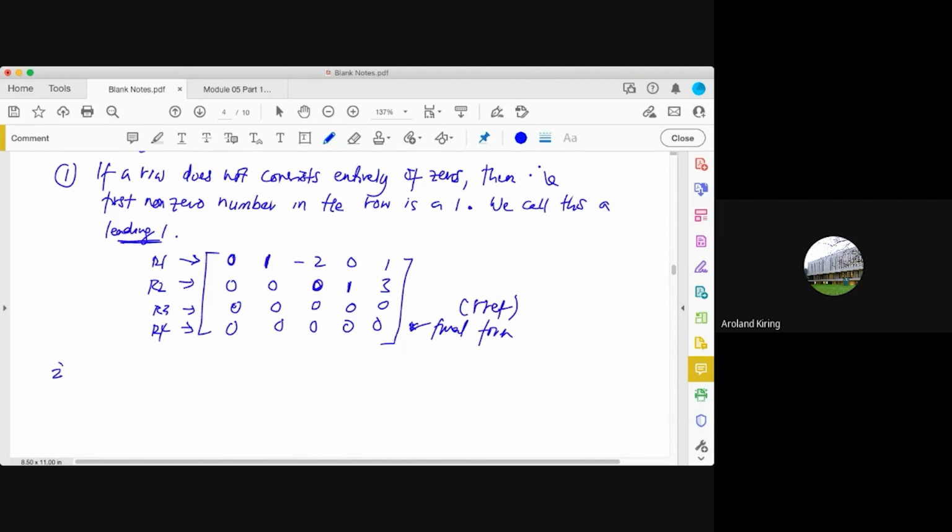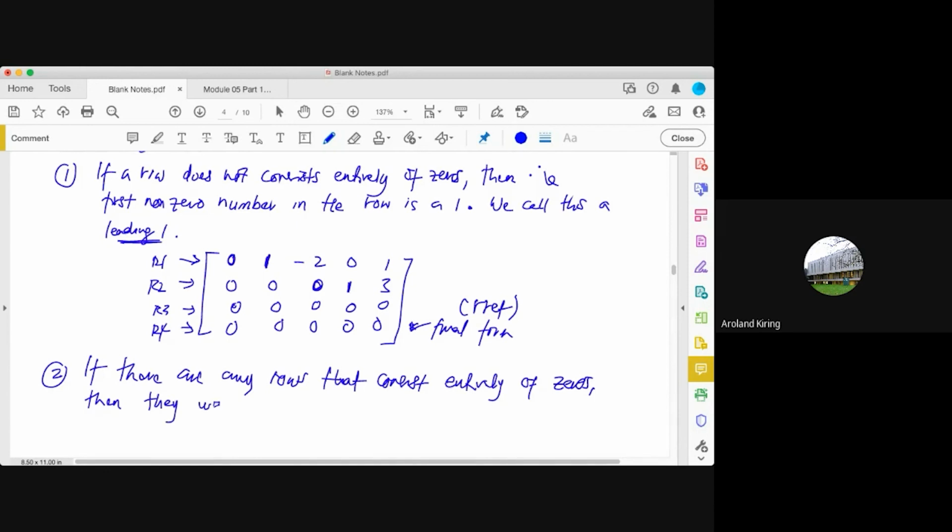So the second, we call it a property. If there are any rows that consist entirely of zeros, then they are grouped together at the bottom of the matrix. Okay, so what this means, if you look at row 3 and row 4, all the coefficients in here are 0, aren't they? So they are grouped together.